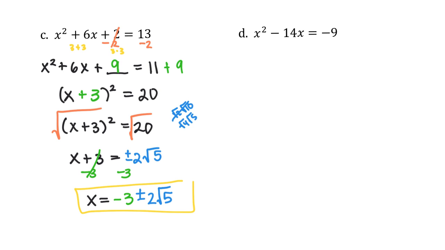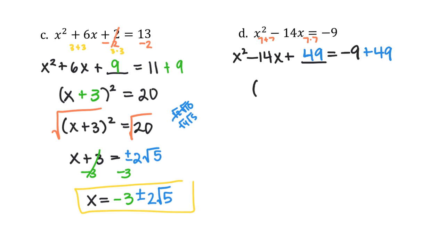Okay, let's do one more. Okay, I'm going to complete the square. X squared minus 14x plus blank equals negative 9. Okay, now to get 14, 14 divided by 2 is 7. So this is 7 plus 7. 7 times 7 means 49. Is what I need to add to complete this square.